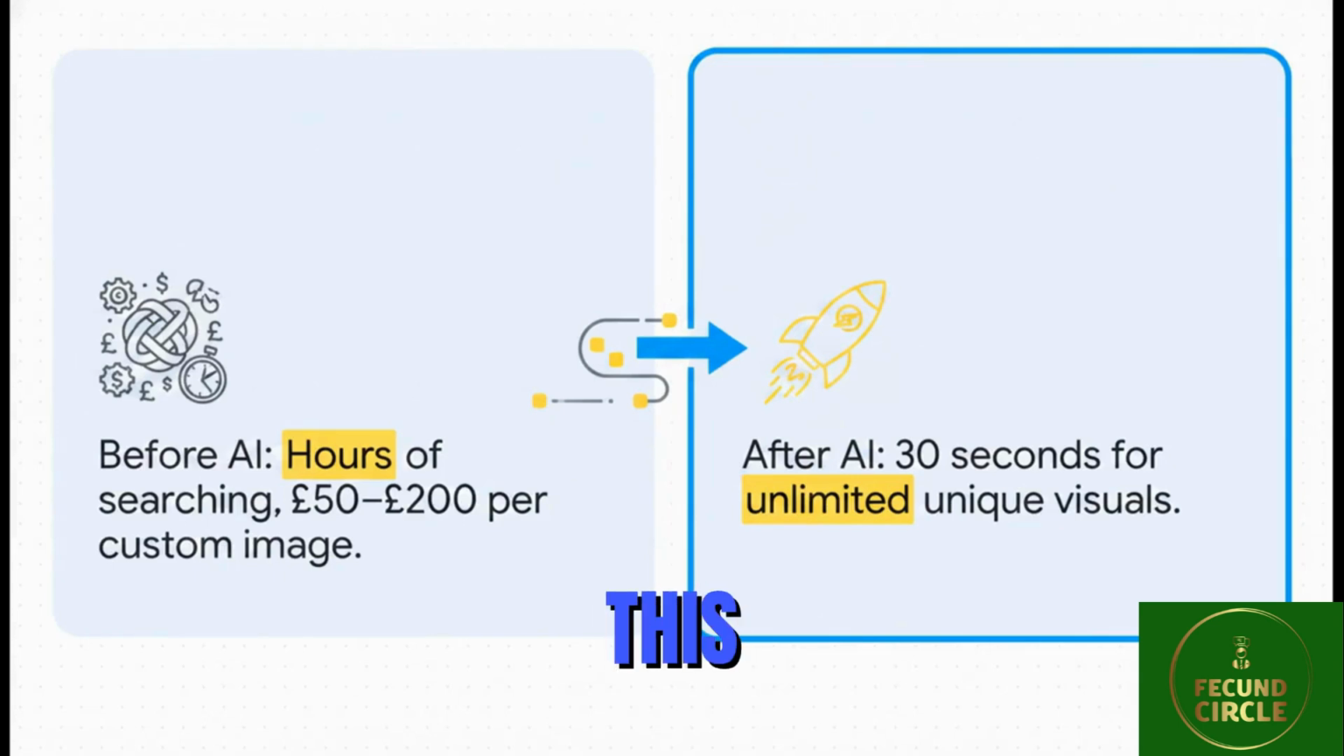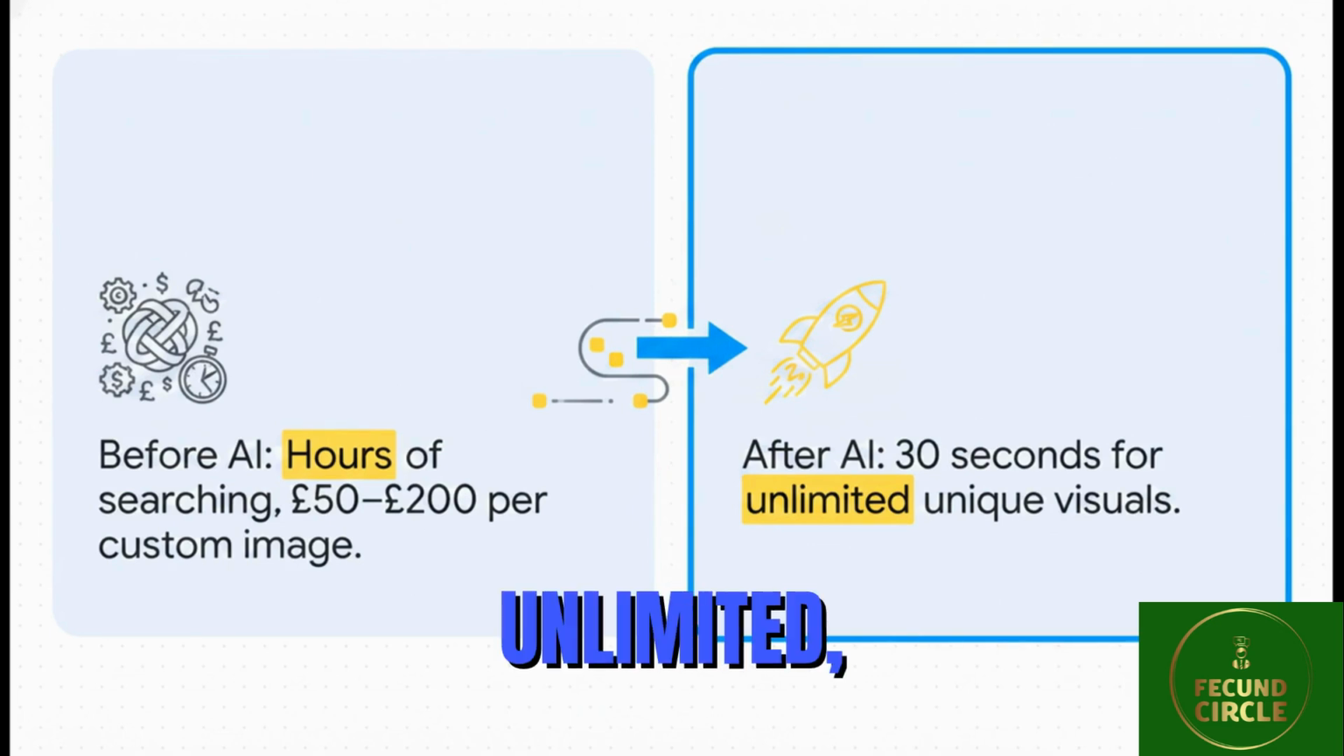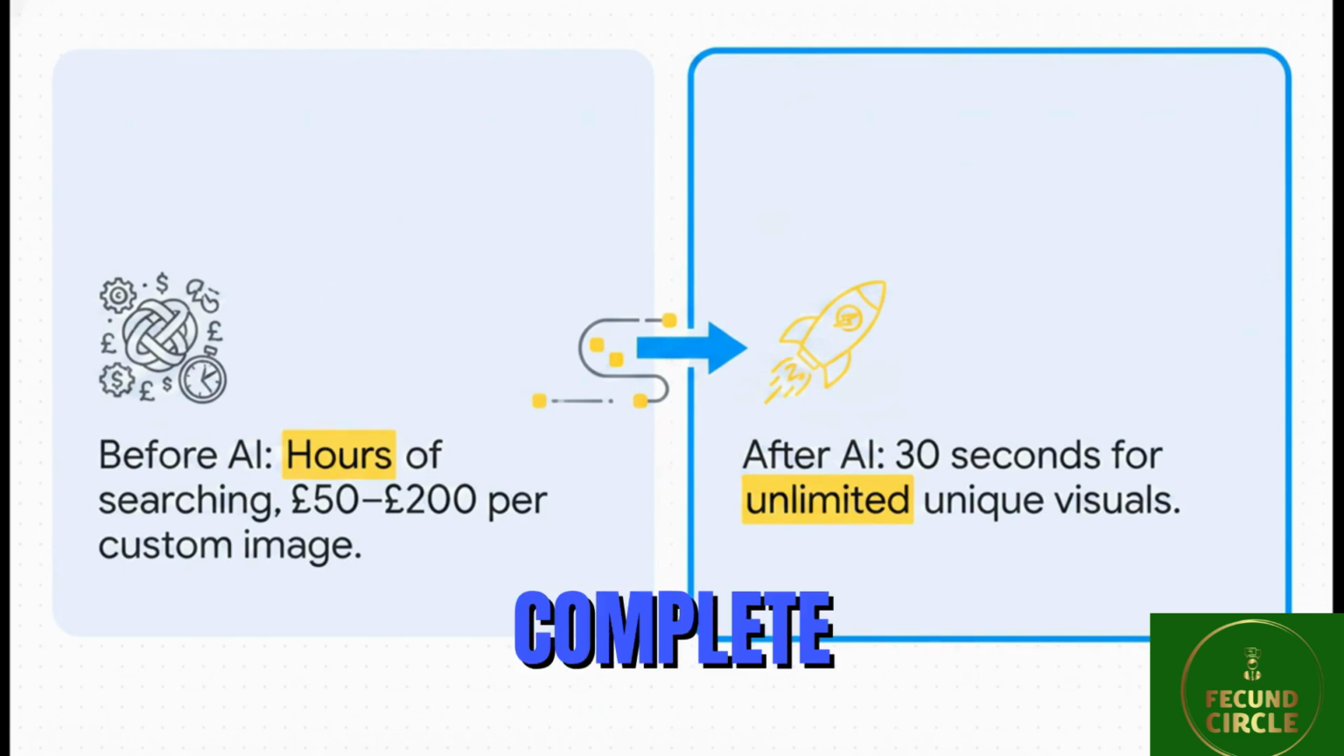Okay, let's dive into this huge paradigm shift. Because before AI, getting a custom image was painful, right? It meant hours of searching, spending 50 to 200 pounds a pop, and dealing with endless back and forth edits. But after AI, 30 seconds. It's either completely free or a simple one-time cost. And you get unlimited, entirely unique visuals tailored exactly to your brand. It is a complete revolution in how we create.